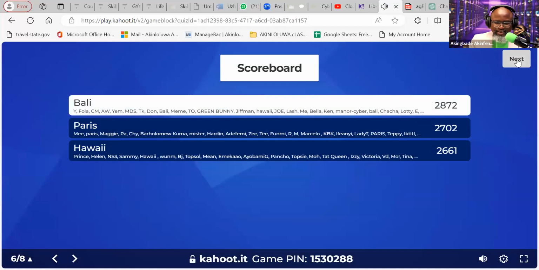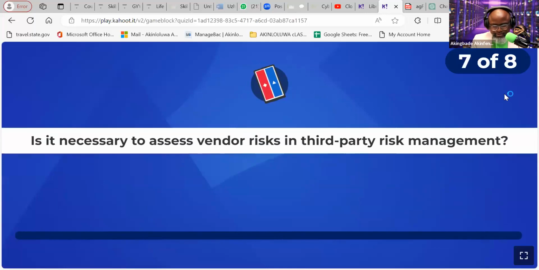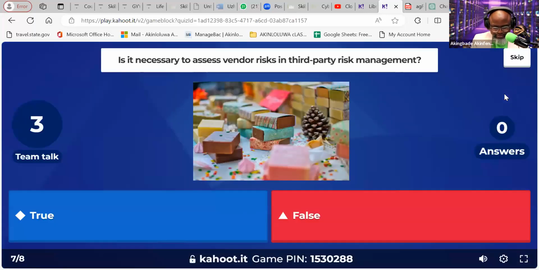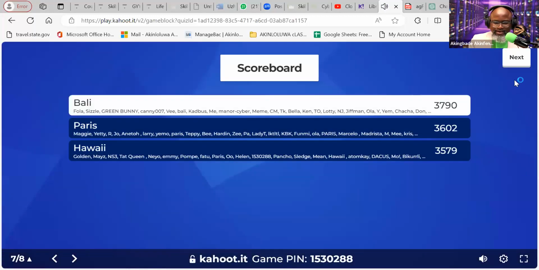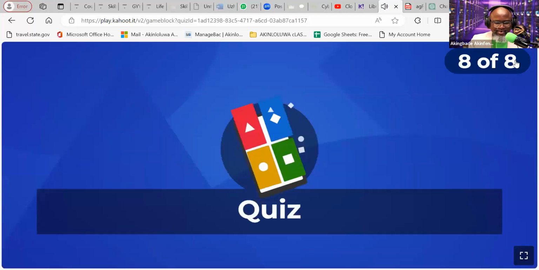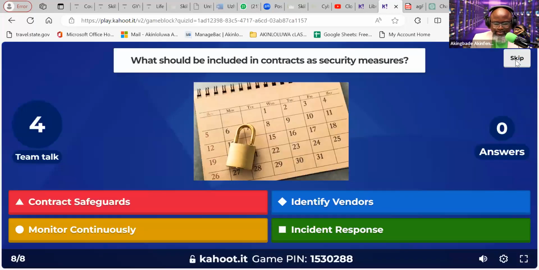Let's see what we got. True or false? Is it necessary to assess vendor risk in third-party management? Is it necessary? Do we really need it? What do you think? Excellent. All right, Bali is really leading. Let's see the final one. What should be included in contract security measure? I think we had this before, but repetition helps.